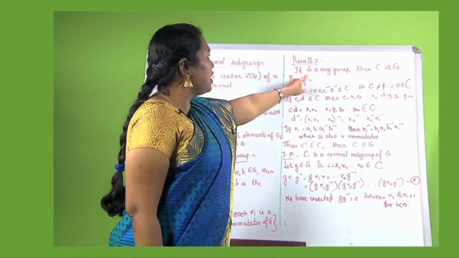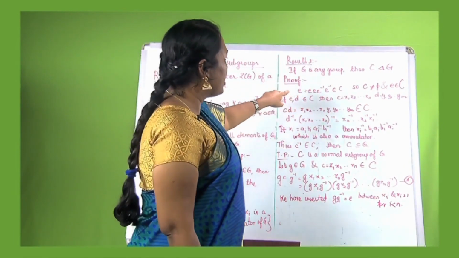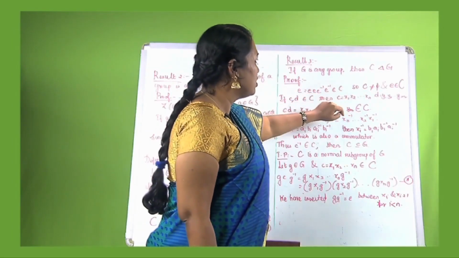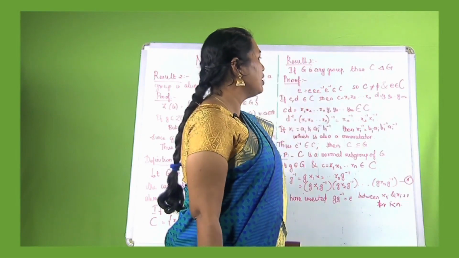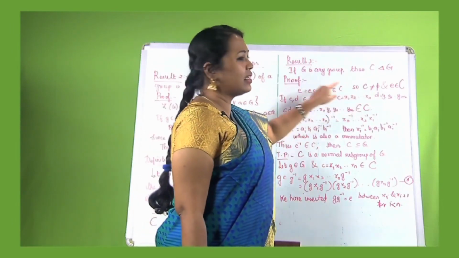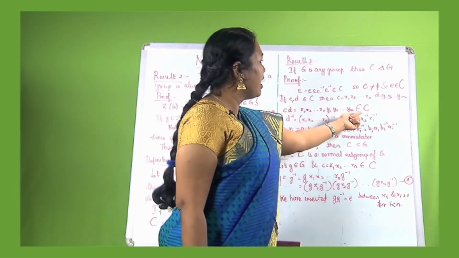Result 3. If G is any group, then C is a normal subgroup of G. Proof. Let's assume that e can be written as e inverse, and e inverse belongs to C. Now C is not equal to the empty set, and e is an element belonging to C. If c, d belong to C, since C is a non-empty set, we can assume that there are two elements inside C. Then c is equal to x1, x2, and so on up to xn, and d can be written as y1, y2, and so on up to ym, because all these elements are inside the commutator subgroup. Now cd will be the product of these two elements, and it belongs to C.